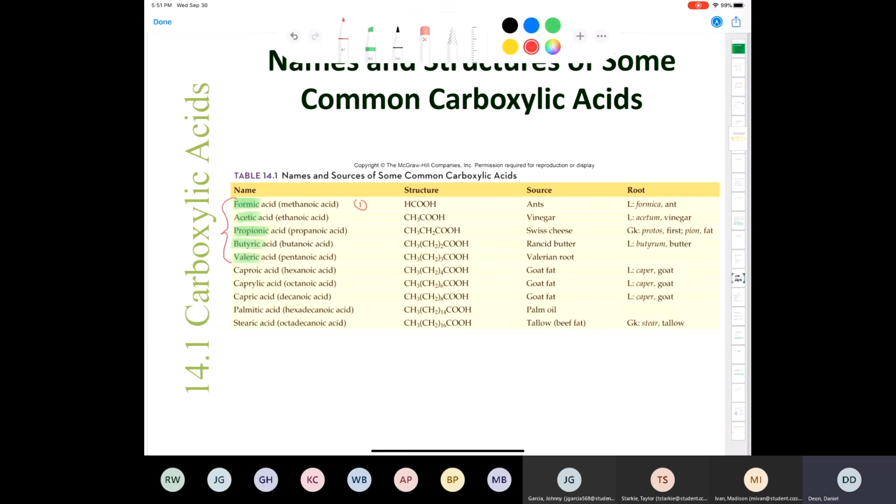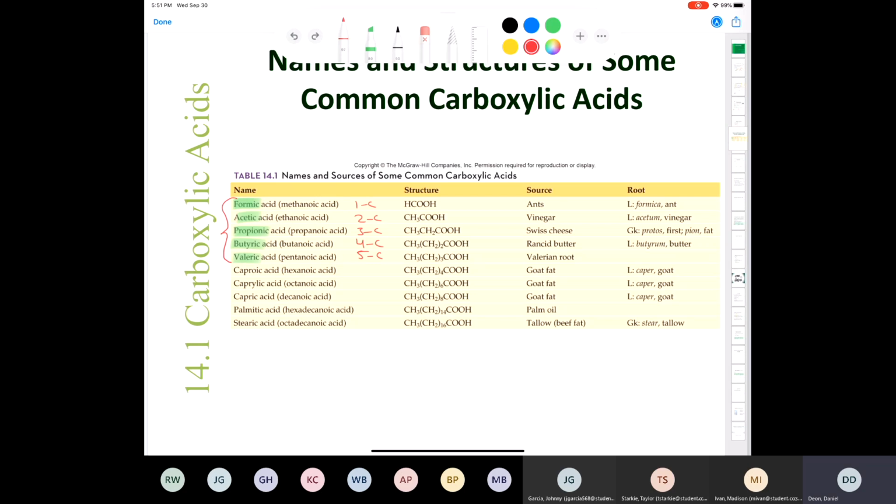Formic acid has 1 carbon. Then we have 2 carbons in acetic, 3 carbons in propionic, 4 carbons in butyric, 5 carbons in valeric. And if you want to know the IUPAC names, they're all shown right here. So methanoic, ethanoic, propanoic, butanoic, and pentanoic acid. Again, you have to know all of these.